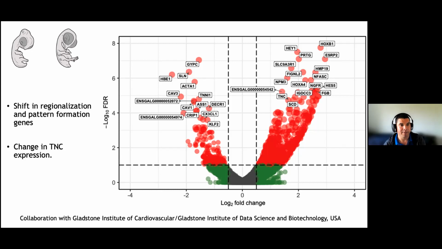And so basically, to summarize what we found, many genes involved in regeneration, so morphogenesis and pattern formation, were downregulated or expressed at lower levels when you go from before to during chamber formation. And then one interesting finding that we have, because for us, anything concerning the extracellular matrix is important in our research, is that tenascin, a very important gene involved in tissue remodeling, was expressed at a very different level. And so that was the end of our exercise.